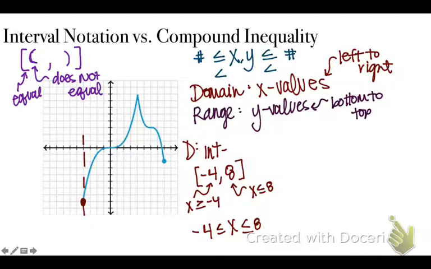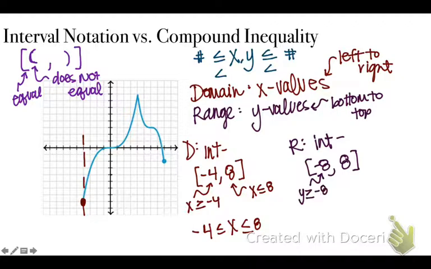You can do the same thing with the range. The furthest down this goes is 1, 2, 3, 4, 5, 6, 7, 8, so the range in interval notation is going to start at -8. The furthest up it goes is also 8. So this tells us y is greater than or equal to -8, and y is less than or equal to 8. So this is -8 is less than or equal to y is less than or equal to 8. Okay.